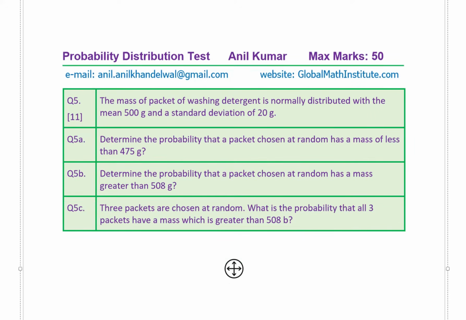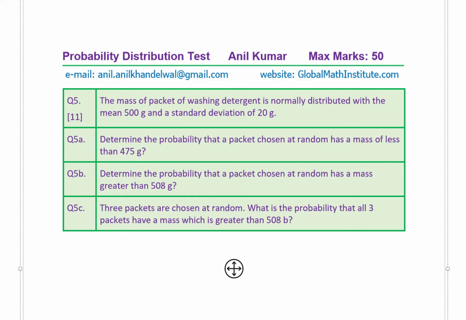Question number 5. The mass of a packet of washing detergent is normally distributed with a mean of 500 grams and a standard deviation of 20 grams. Determine the probability that a packet chosen at random has a mass of less than 475 grams. Determine the probability that the packet chosen at random has a mass greater than 508 grams.